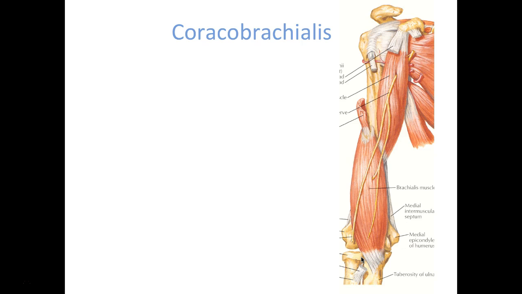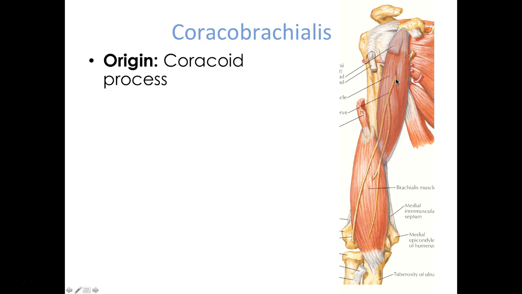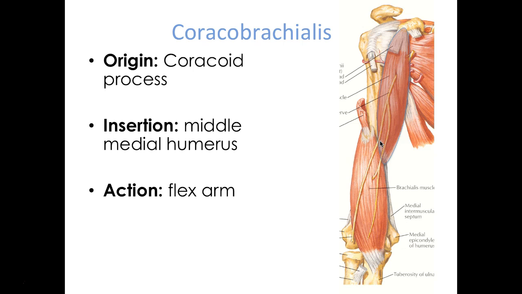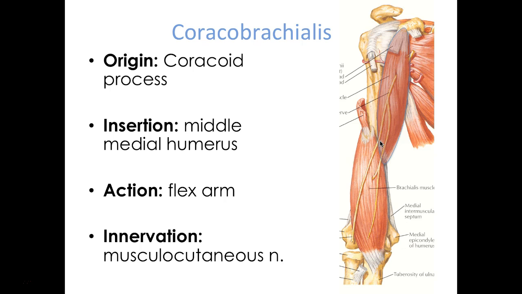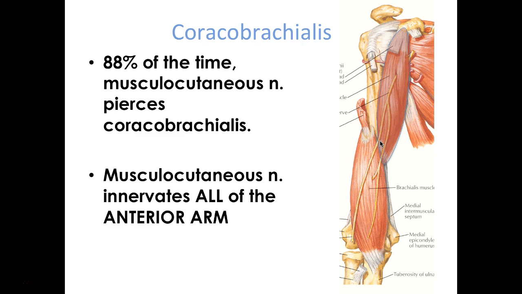Next we have coracobrachialis. This is one of my favorite muscles because it's easy to identify for me. I can always tell because 88% of the time we have the musculocutaneous nerve piercing this muscle. It's going to originate from the coracoid process, and then it inserts into the middle medial humerus. Its action, it's a small muscle, so it's only going to flex the arm, and innervation is the musculocutaneous nerve. So this is saying how 88% of the time the nerve pierces this muscle.